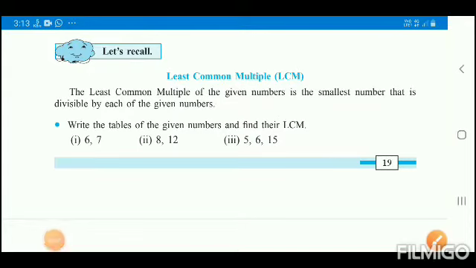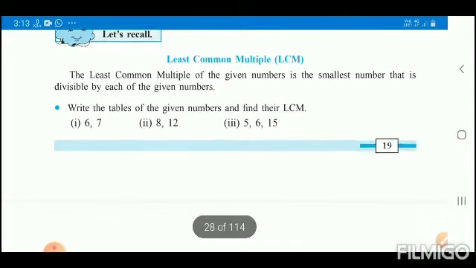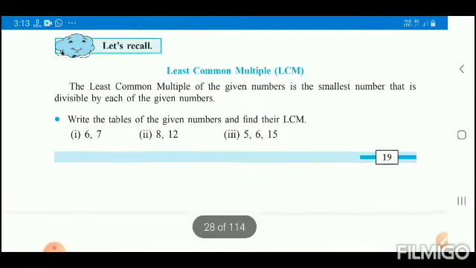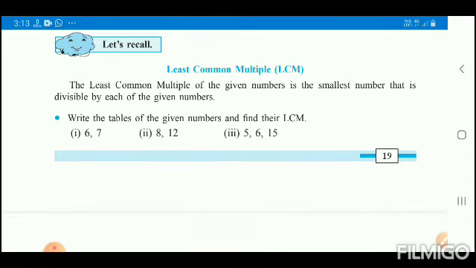Hello students, today we will see LCM from your topic HCF and LCM. In my previous videos we had seen the HCF, or how to find the GCD of the numbers. Now today we will see LCM. The long form of LCM is least common multiple.